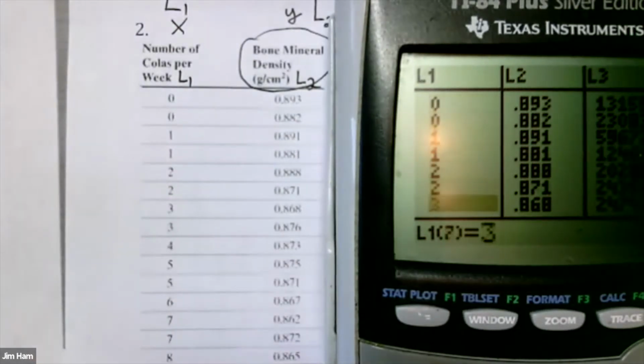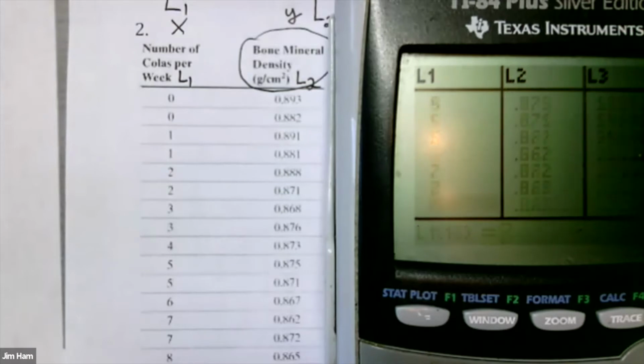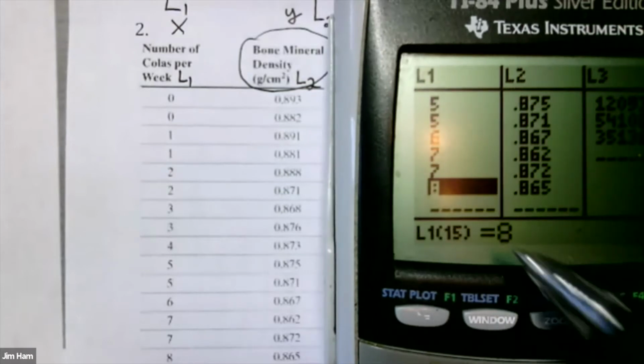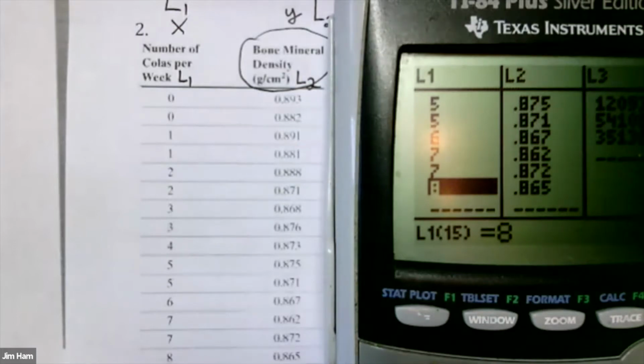When you're done, you're going to have, what is it, 15 ordered pairs. The last one is 8 and 0.865. All right, let's go ahead and calculate some statistics from here. The first thing we're going to do, though, is to construct the scatter plot.